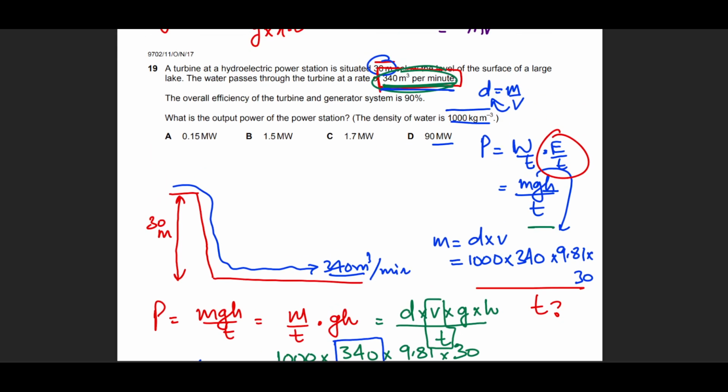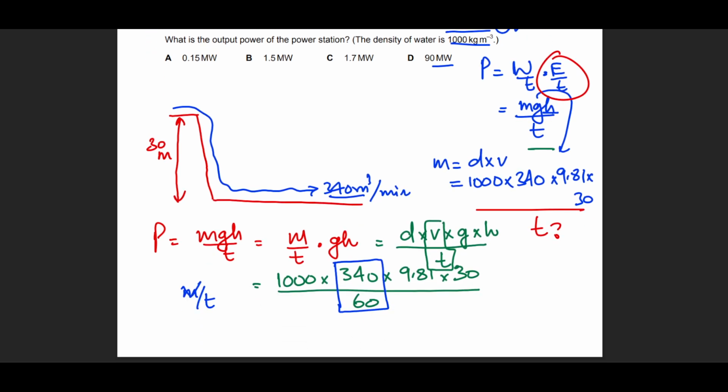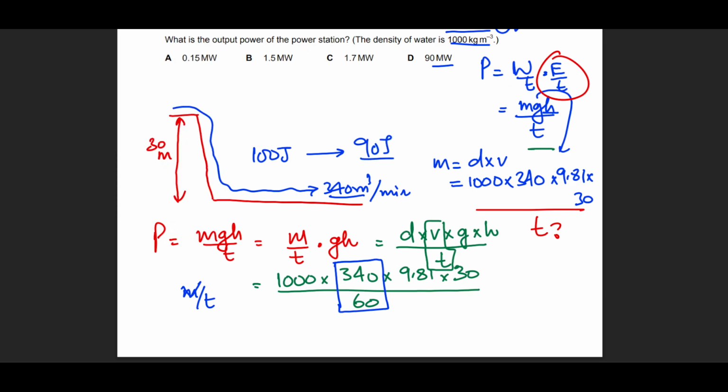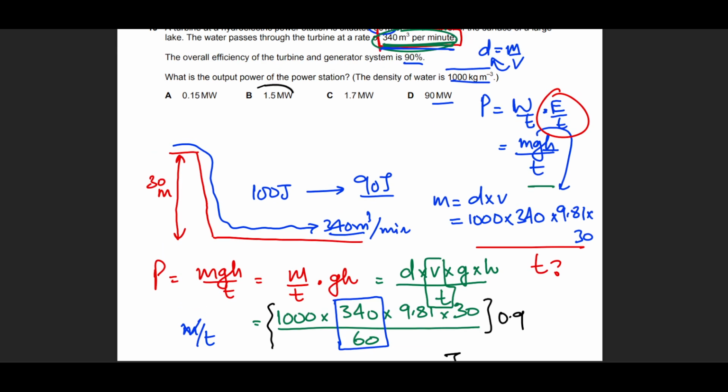Now, since the system is only 90% efficient, that means whatever energy the water carries, let's say if the water carries 100 joules, it only gives you back 90 joules. So at the end of all of this, once you find the power, I will multiply it with 0.9 so that I can find out what power I actually get at the end of the day. This answer actually comes out as 1.5 megawatts. So this is my answer, right? Okay.